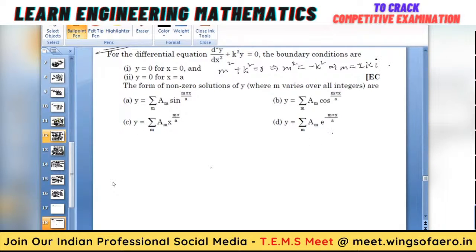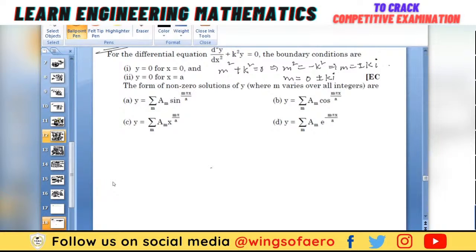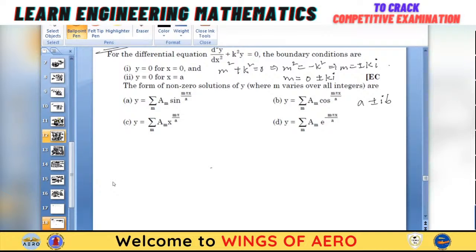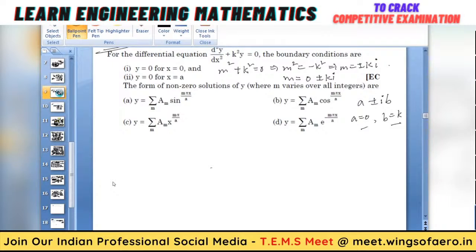So m equal to plus minus ki, I can write it as 0 plus minus ki. If I compare this with a plus minus ib, then a is equal to 0 and b is equal to k. Okay, now let's go to the rules.